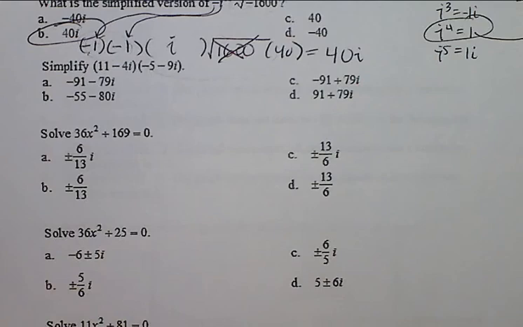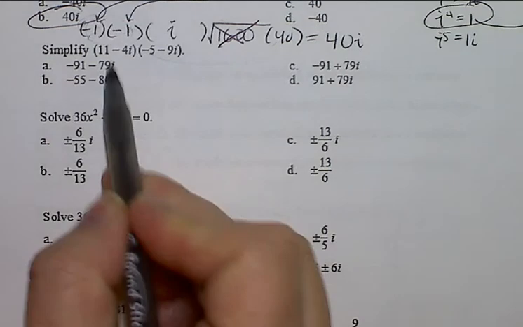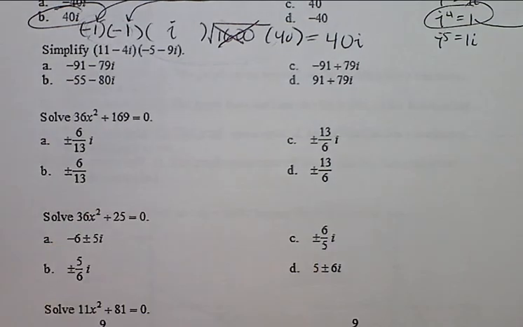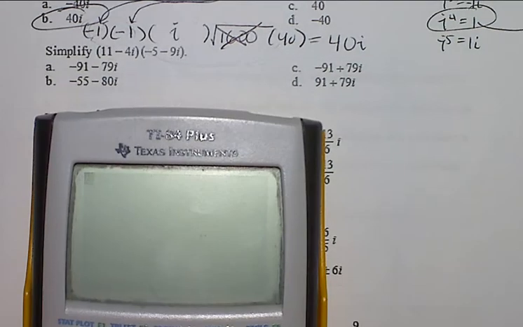The easiest way to simplify the next expression is to plug it into your calculator. I'll let you do that right now. As a reminder, the i can be found below the 2, but you do have to hit the second key first.